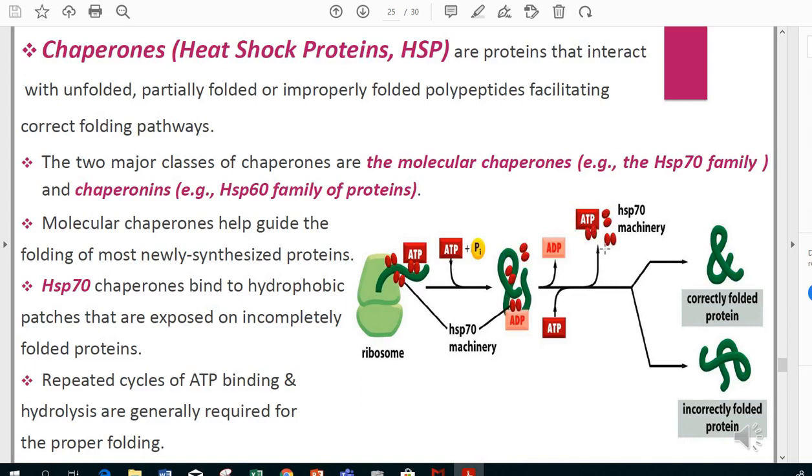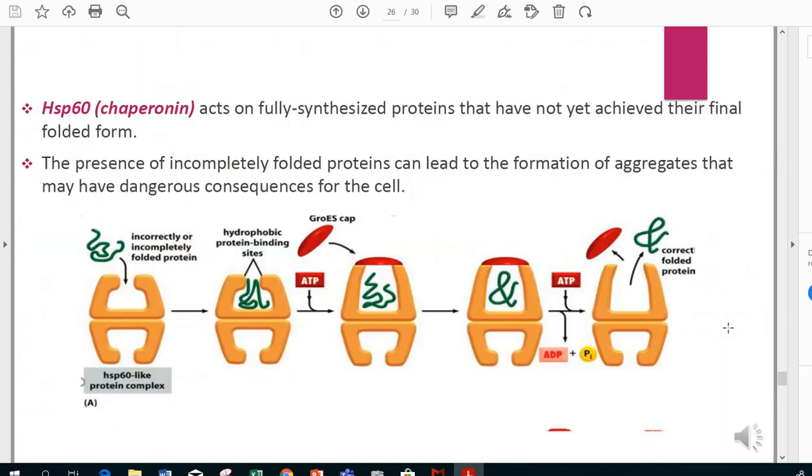Then it is detached from the protein, giving the correctly folded protein. This is the process of action of the molecular chaperones on the newly synthesized protein. The second category of chaperones is the HSP60 family, which is called chaperonin, which acts on the fully synthesized protein but which has not yet achieved its final folded form.